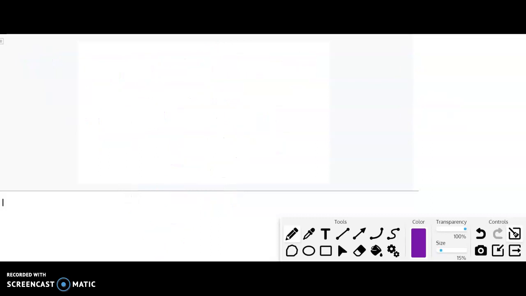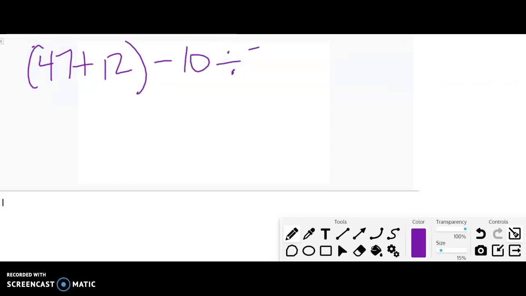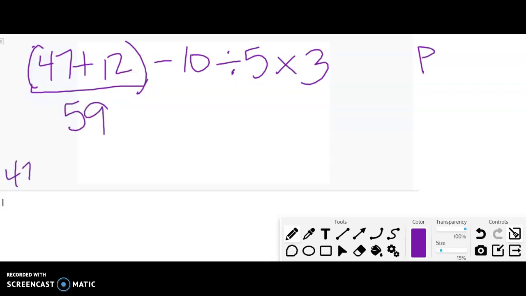Let's do maybe one more example. See which one I want to do. All right, perfect. (47 plus 12) minus 10 divided by 5 times 3. All right, parentheses. 47 plus 12, 59. If you need to go over to the side and write it down, that's fine. Rewrite everything I haven't used. In this case, it's all going to come after because it's after in the original problem.